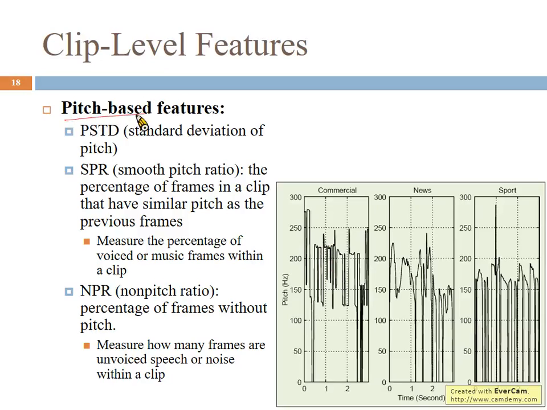Also, pitch-based clip-level features can be derived, like the standard deviation of pitch and the smooth pitch ratio, that is the percentage of frames in a clip that have similar pitch as the previous frame. We measure the percentage of voice or music frames within a clip, because voice and music frames may have a higher smooth pitch ratio. And then the non-pitch ratio, that is the percentage of frames without pitch. This measures how many frames are noise rather than voice or music within a clip.